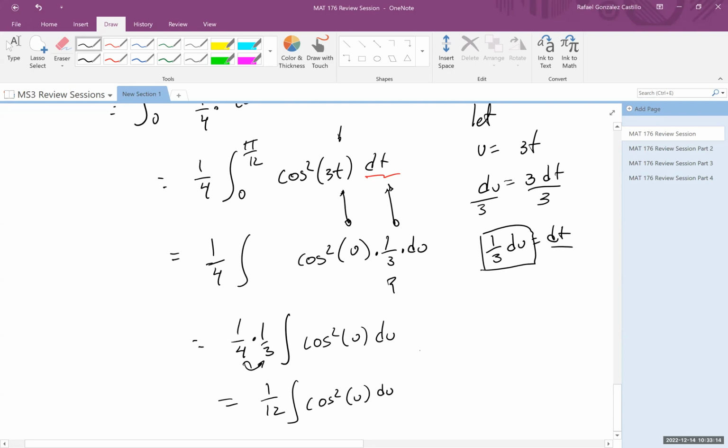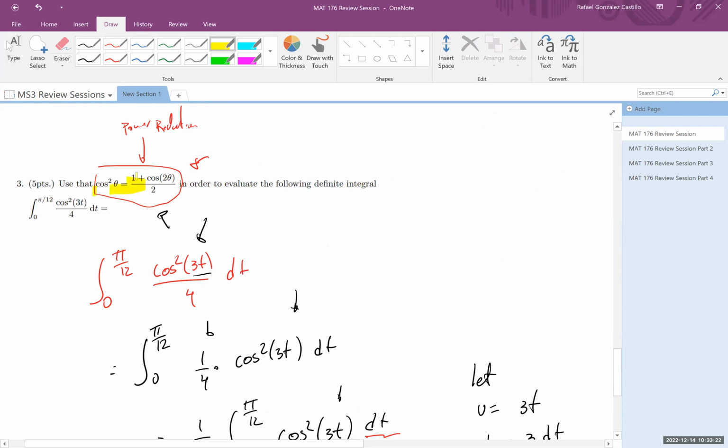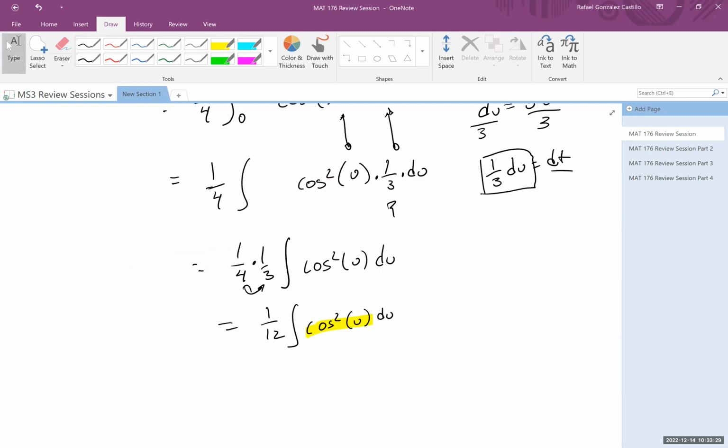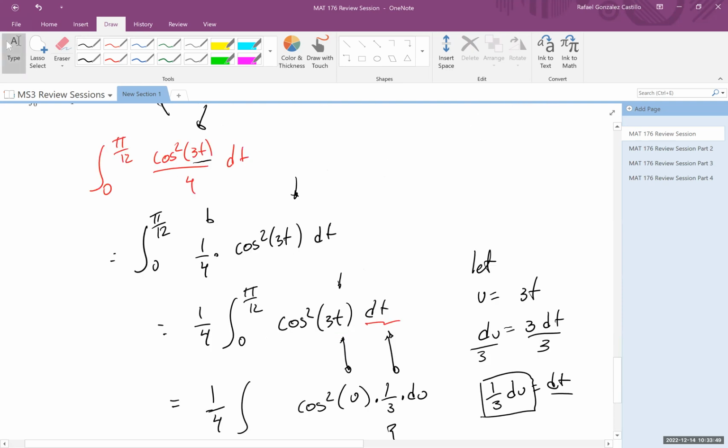And notice that now I can use the given information. I can use the fact that cosine squared theta is equal to (1 plus cosine of 2 theta) over 2. So let's use that. So we have 1 over 12 times the integral. Instead of cosine squared u, we're going to have (1 plus cosine of 2u) over 2 du. Now we have used the given information that was up here.